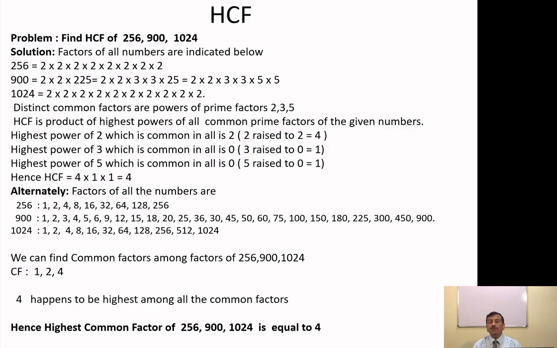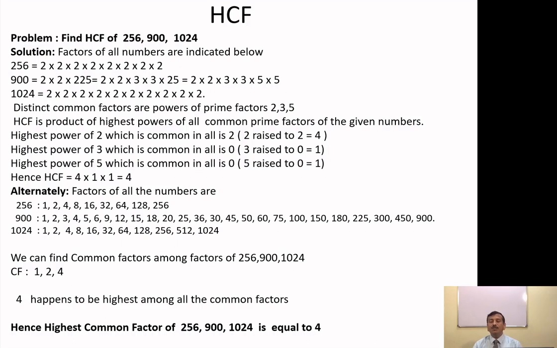256 is equal to 2 to the power 8, while 900 has 2 to the power 2 as a factor, while 1024 has 2 to the power 10. So among these three numbers, the highest but common is 2 to the power 2. So 2 raised to 2, equal to 4, is the common factor pertaining to the power of 2.